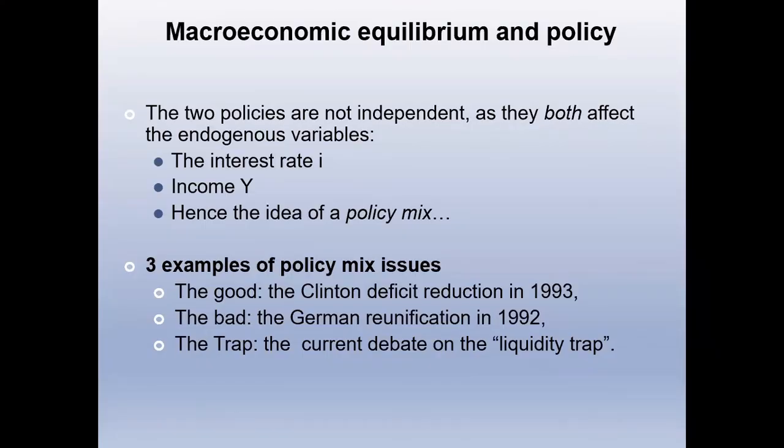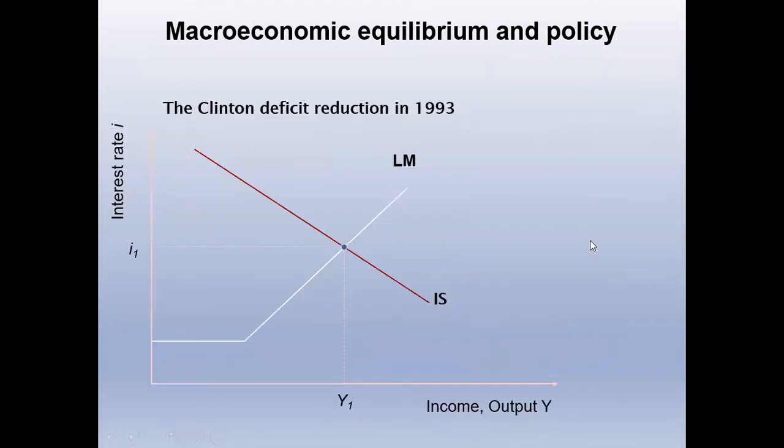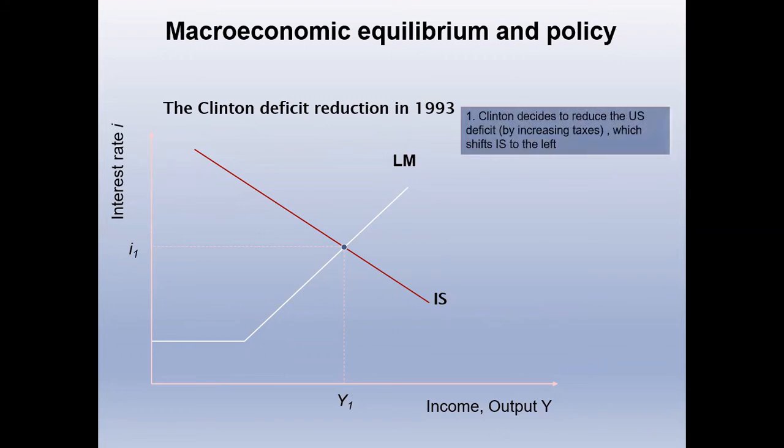Okay, so here we are going to look at the role of policy mix and how it is going to affect the economy. We're going to provide an analysis of the Clinton deficit reduction, the German reunification in 92, and the liquidity trap, which is called the money trap. So what happened in Clinton deficit reduction? They wanted to decrease the government deficit. You remember that we have 4 important players in any economy: the household, the business, the government, and the foreigners. But let's see what they did.